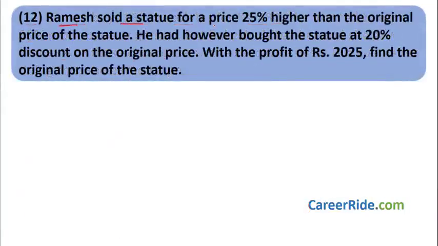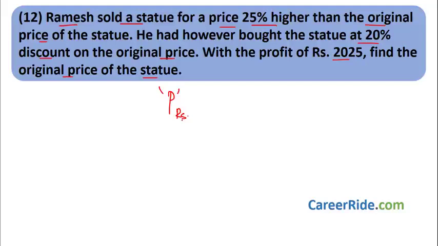Ramesh sold a statue for a price 25% higher than the original price of the statue. He had, however, bought the statue at 20% discount on the original price. With the profit of rupees 2025, find the original price of the statue. Now we do not know the original price of the statue, so let us assume that the original price is P rupees. This is a very easy sum. Let's see how to tackle it.